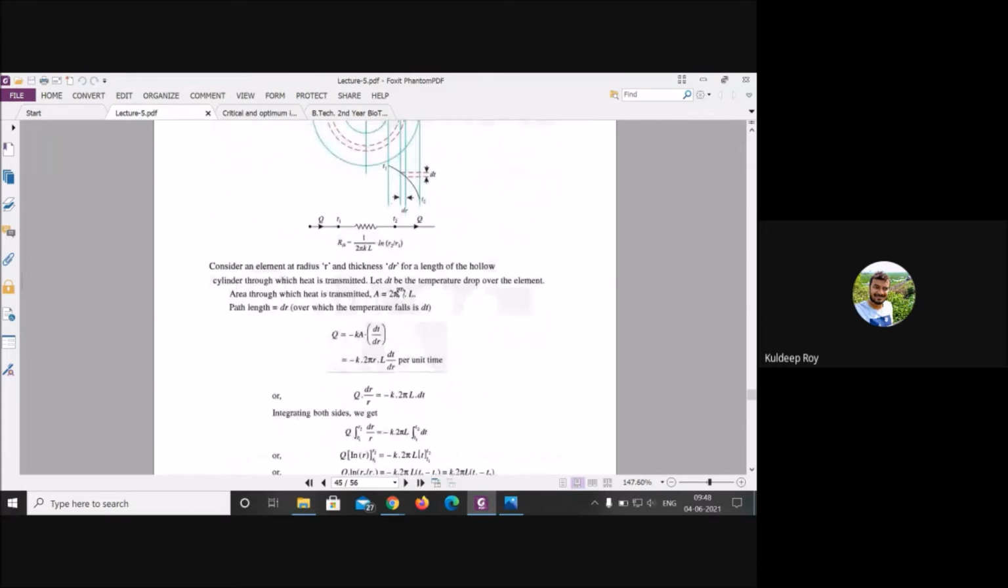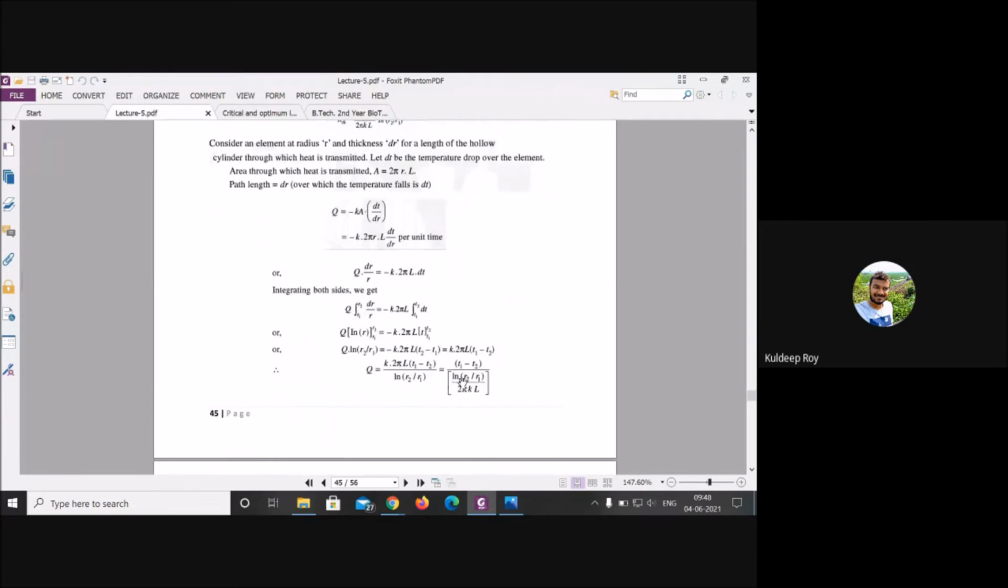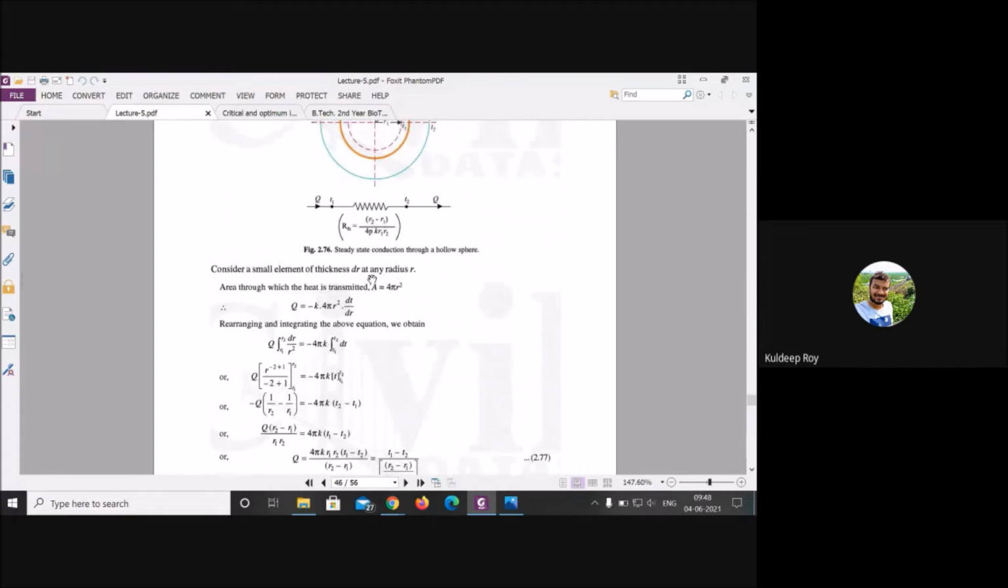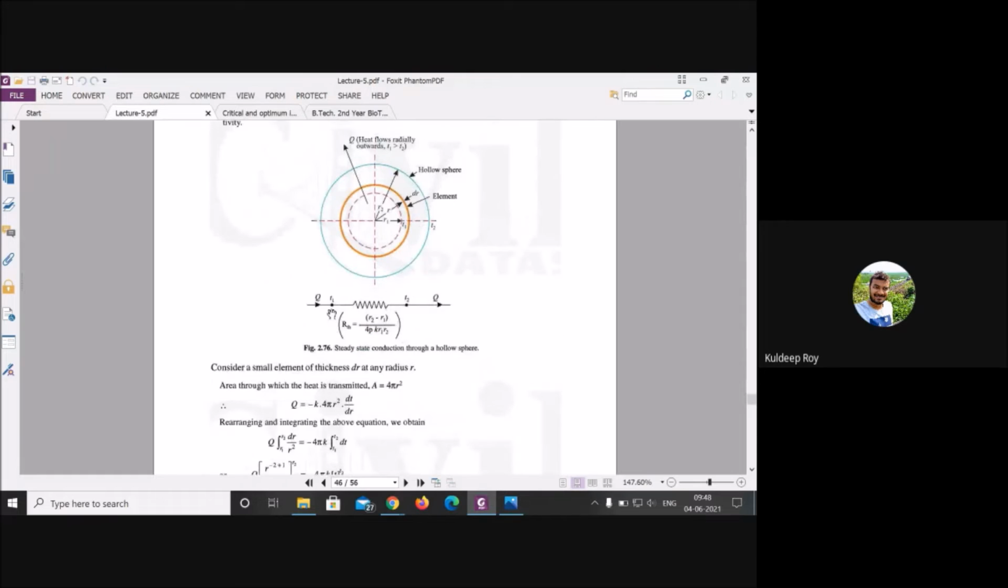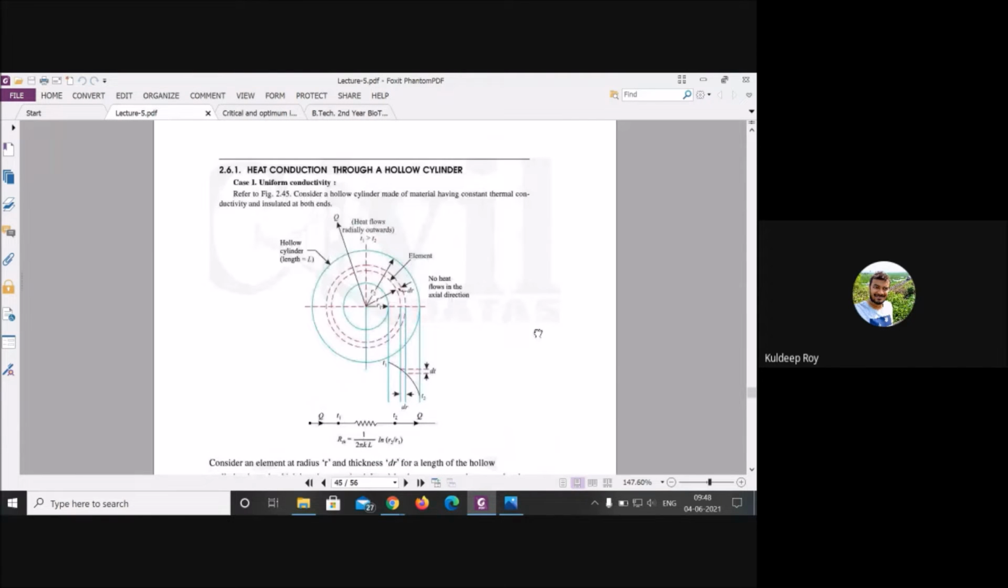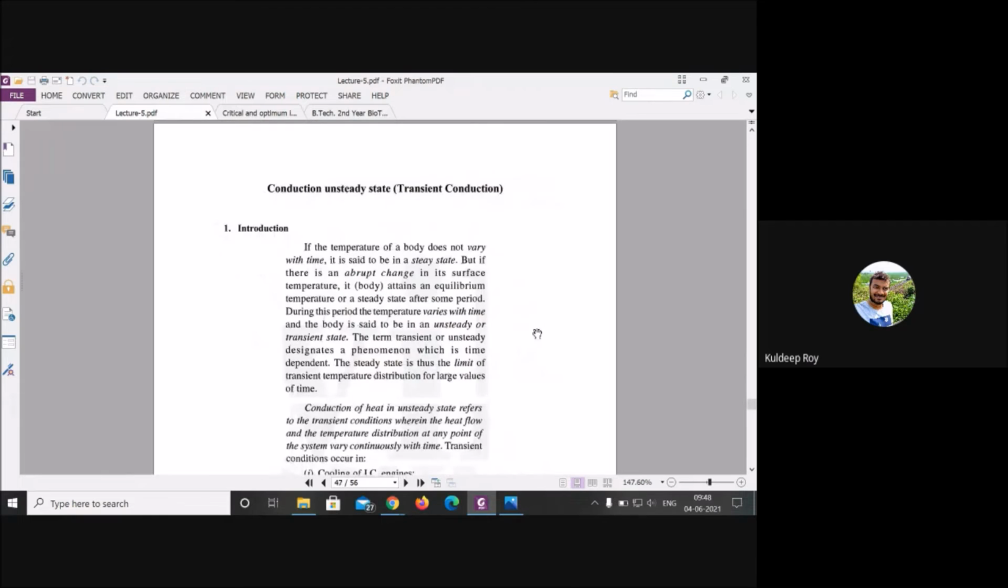But here the cylinder area is 2 pi R L and the area of a sphere is equal to 4 pi R square. So you have got those two expressions, one thermal resistance for the sphere and one thermal resistance for the cylinder. This is what I wanted to show you.